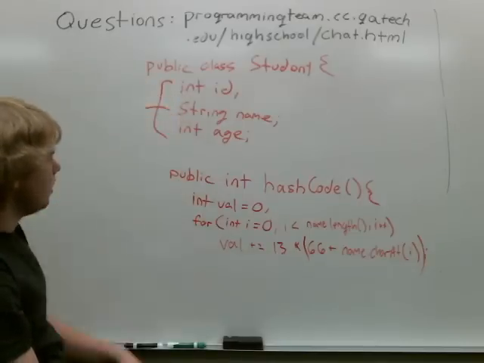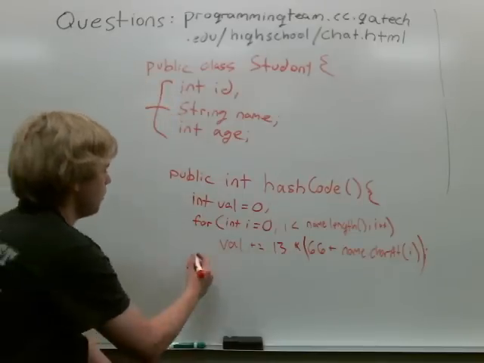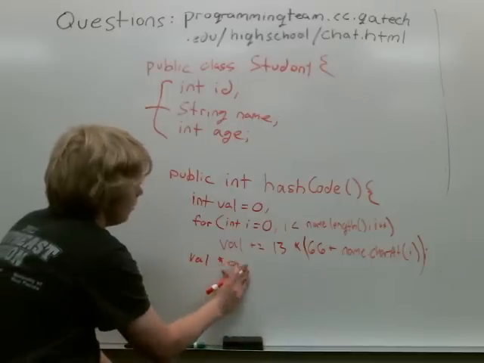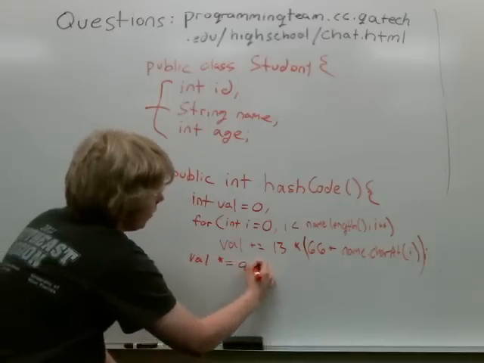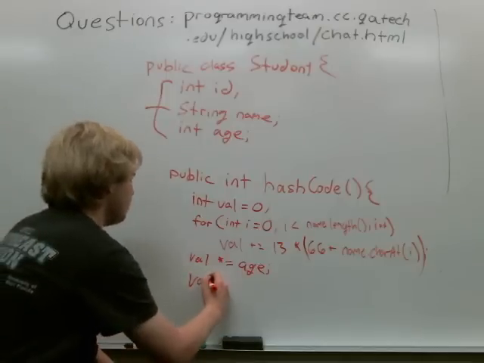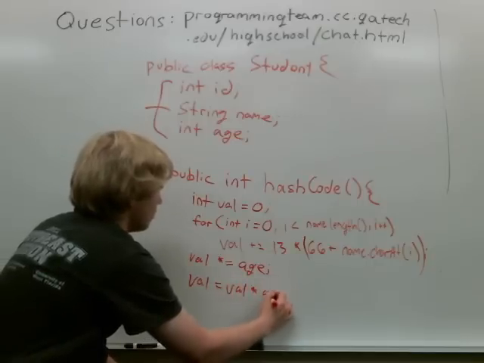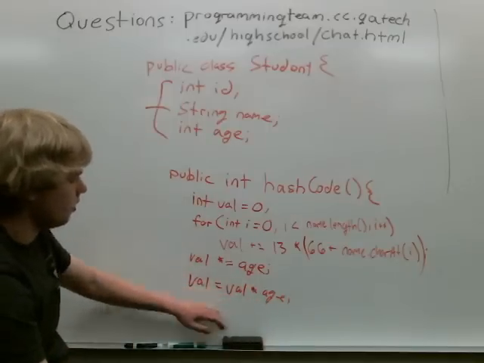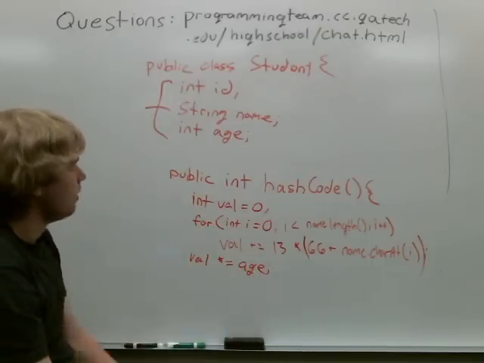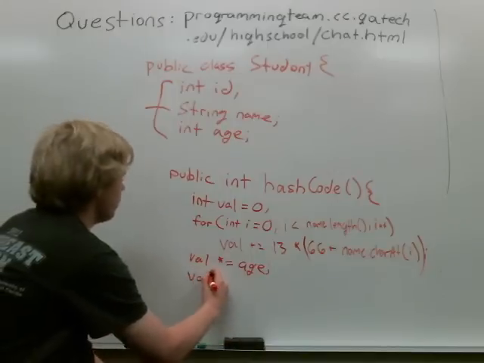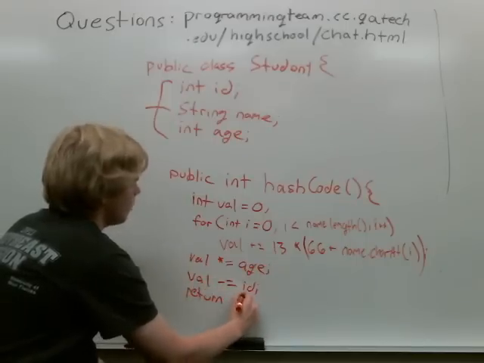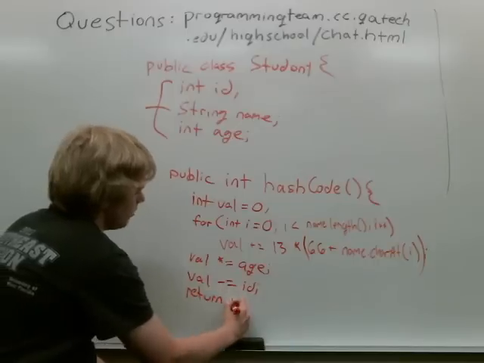Now we also want to deal with the ID and age, just to give it some more variety. So we'll multiply value by the age: value times equals age. If you're not familiar with it, times equals is just shorthand for value equals value times age. It's a nice little Java thing because this happens a lot. Same with the plus equals. Then we'll subtract off the ID: value minus equals ID. And then we'll return the value. Sorry, we don't want to return the ID, we want to return the value.